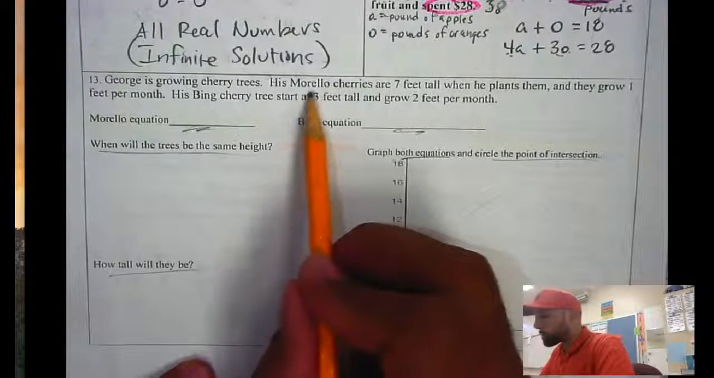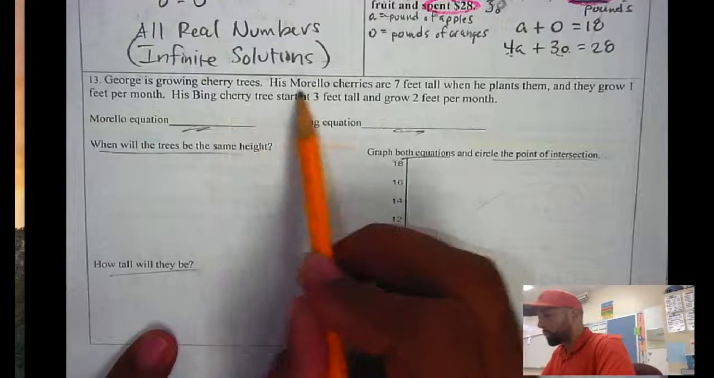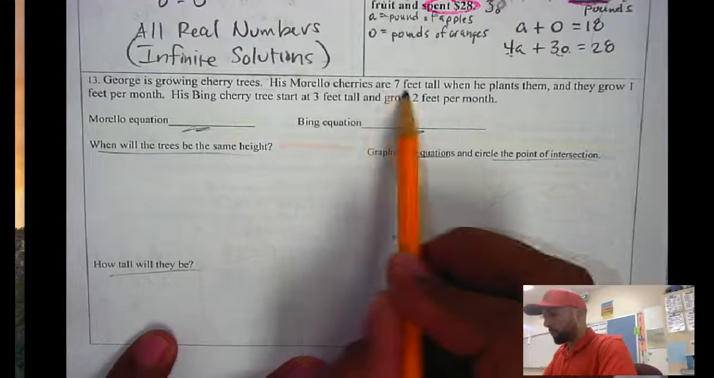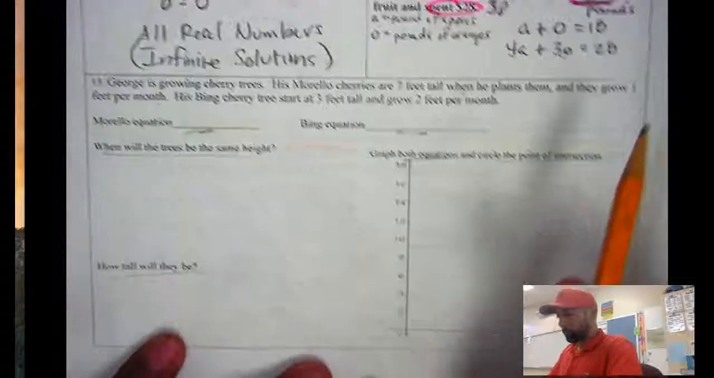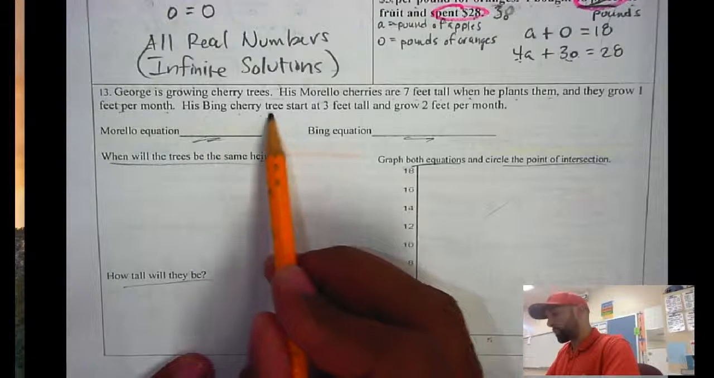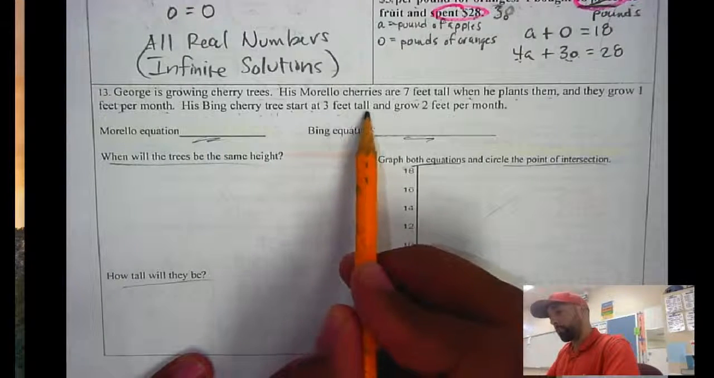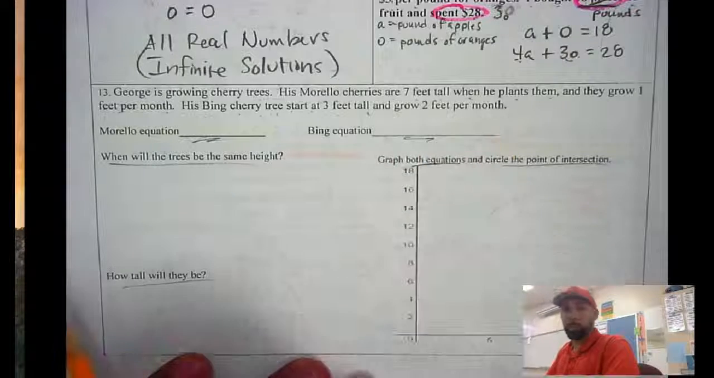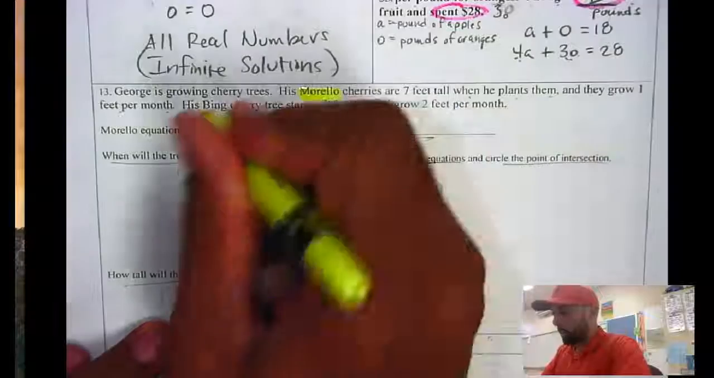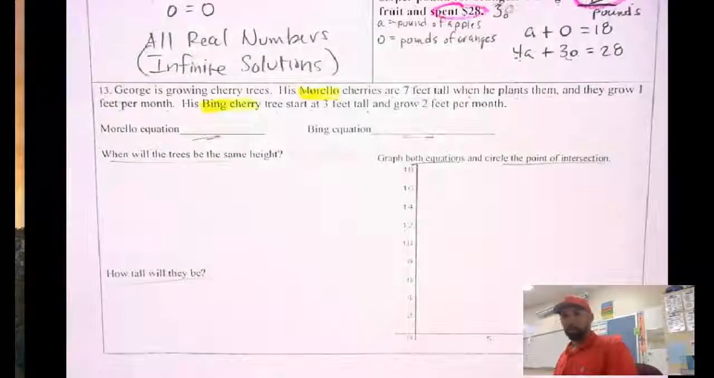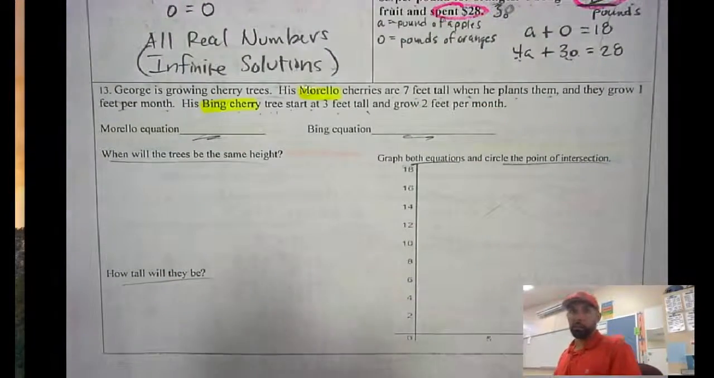He's growing trees. His Morello trees are 7 feet tall when he plants them, and they grow 1 foot per month. His Bing cherry tree starts at 3 feet tall and grows 2 feet per month. The situations are a Morello tree and a Bing cherry tree. Those are our 2 different equations right there. It's 2 different situations, so this is a little different than some of the other situations.